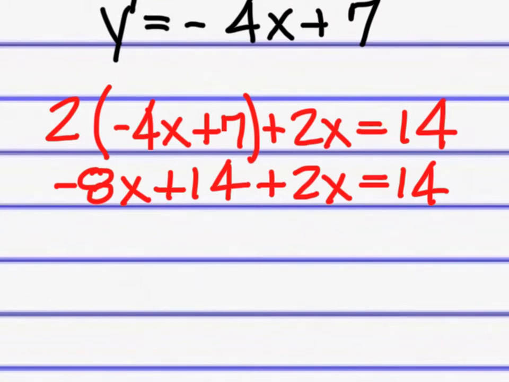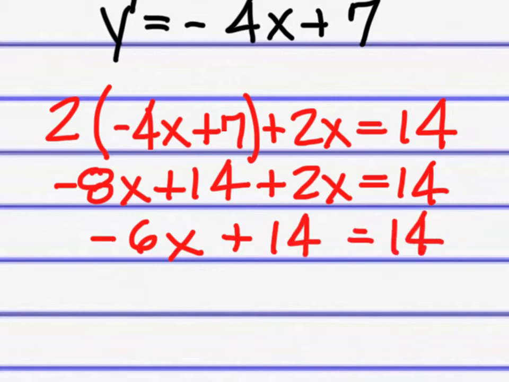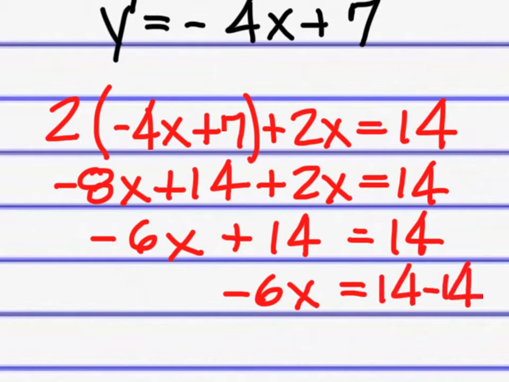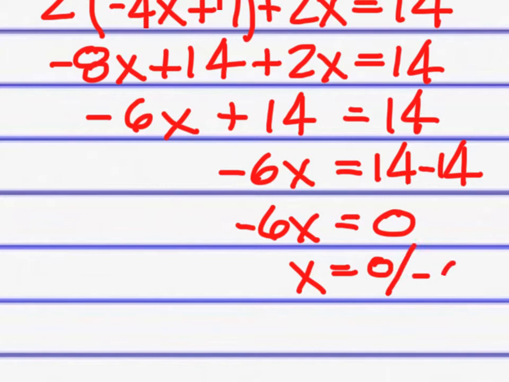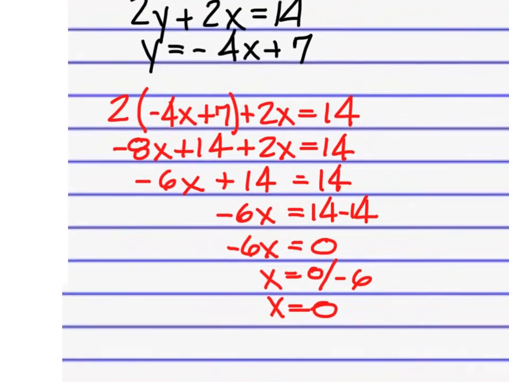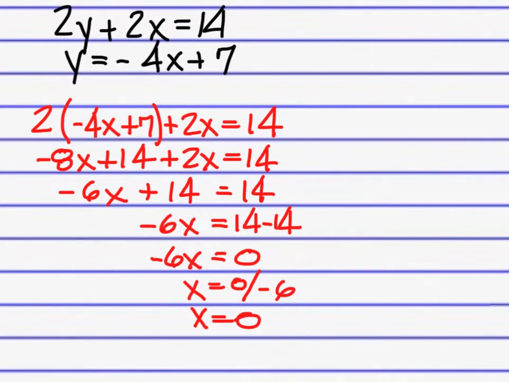Add like terms. Negative 8 and plus 2, which is a negative 6. So negative 6x plus 14 equals 14. Move the plus 14 to the right, make it minus 14. Negative 6x equals 0, and 0 divided by negative 6 is 0. So x is 0. We will insert this 0 for x back up here into this one.